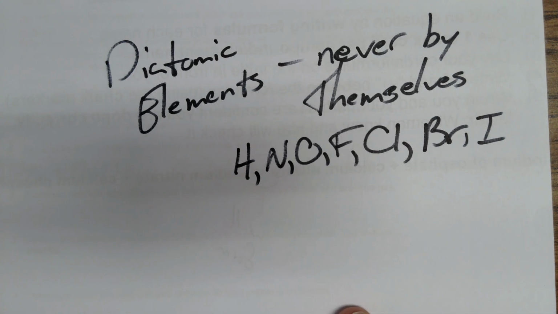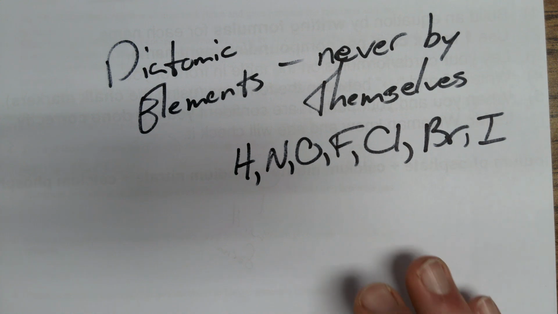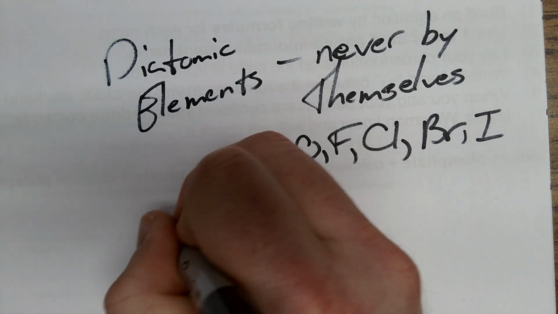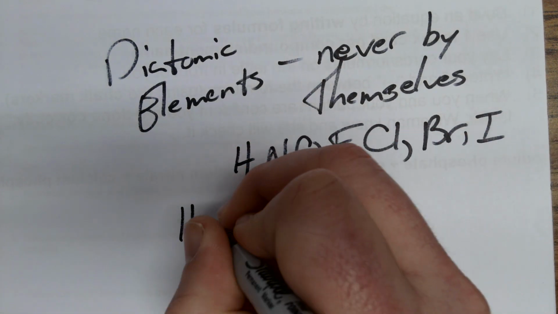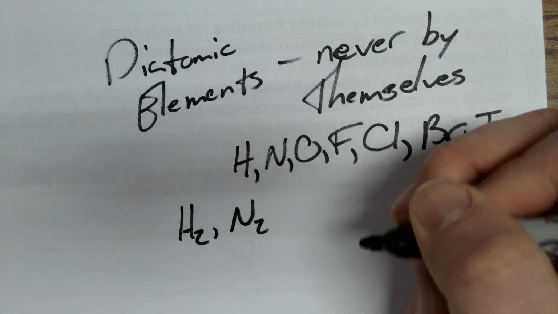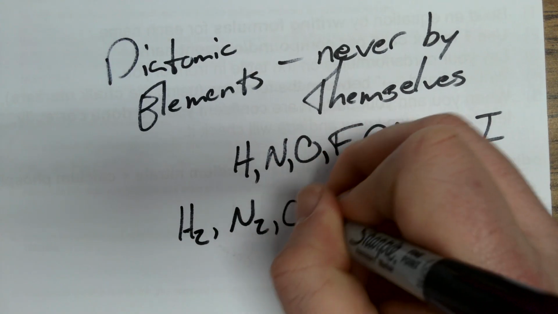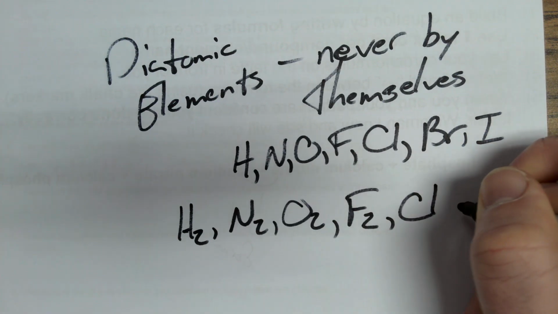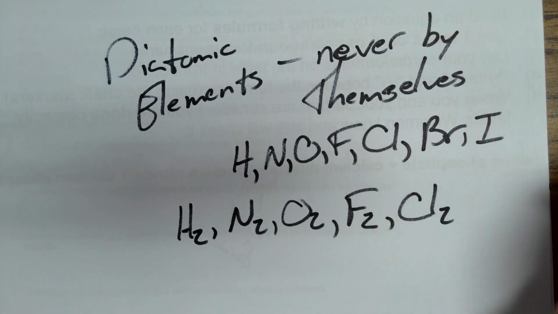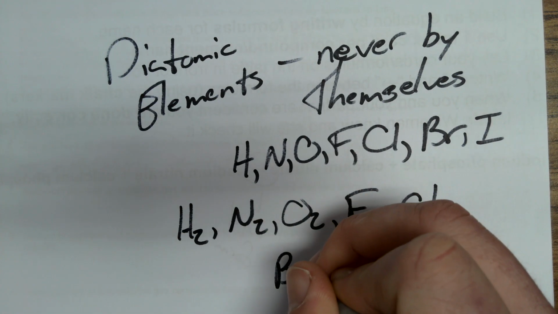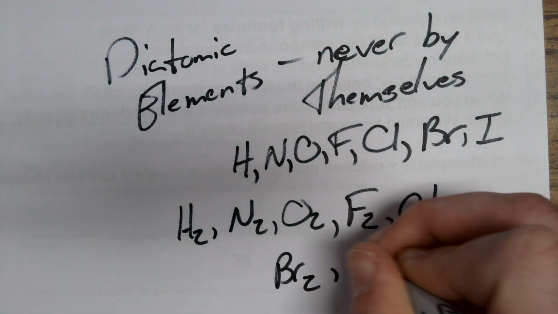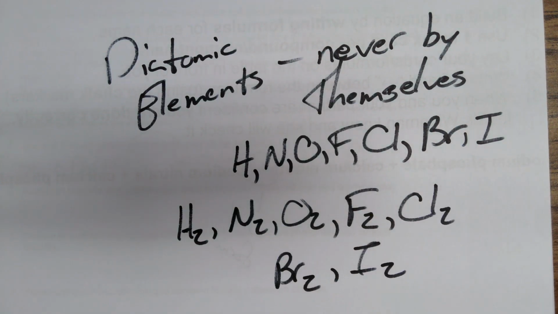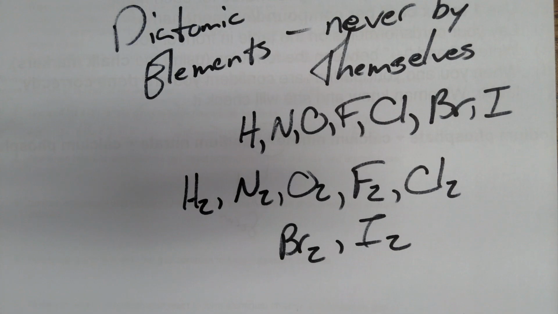Meaning that when I find these elements out in the wild, hydrogen I always find as H2. Nitrogen gas, N2. Oxygen gas, O2. Fluorine gas, F2. Chlorine gas, Cl2. Bromine gas, Br2. Iodine gas, I2. I never find them by themselves.